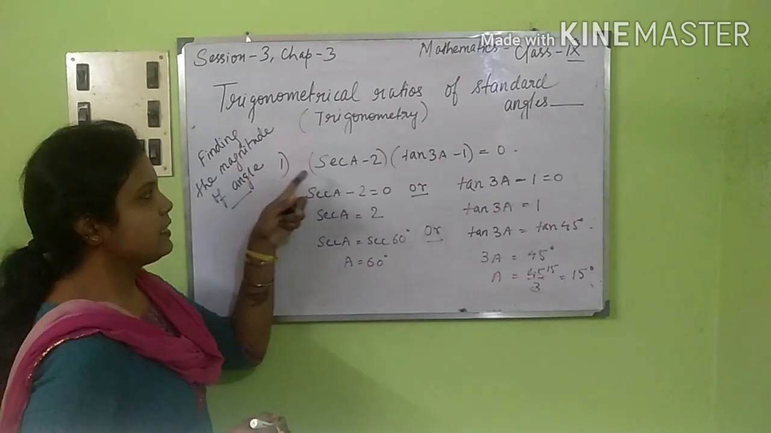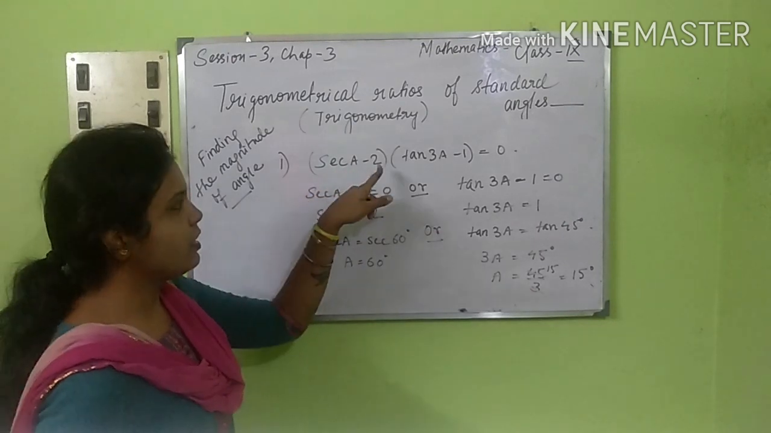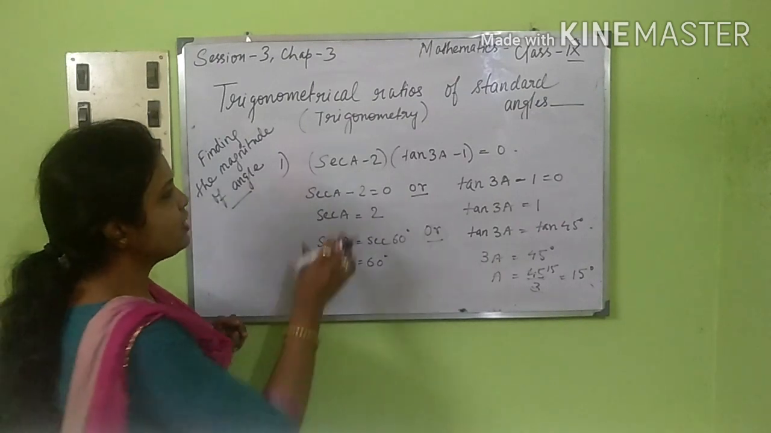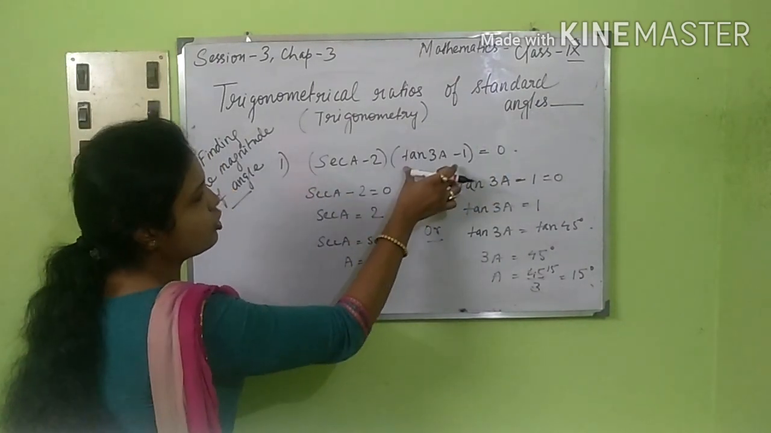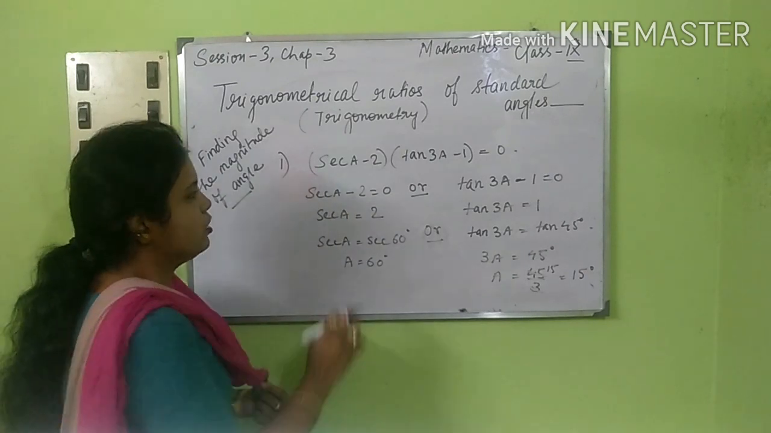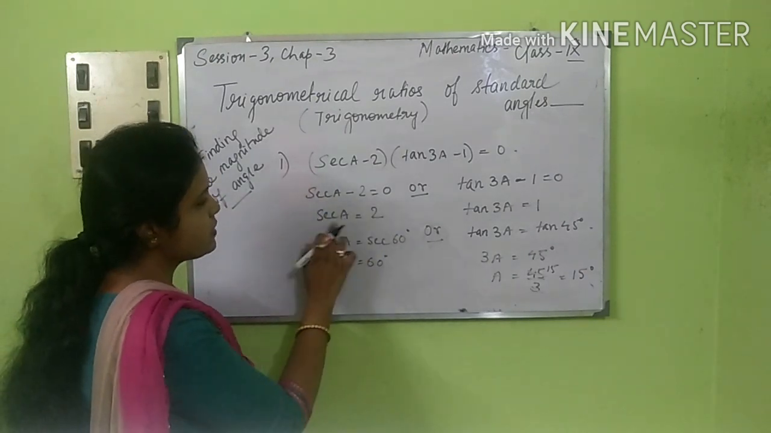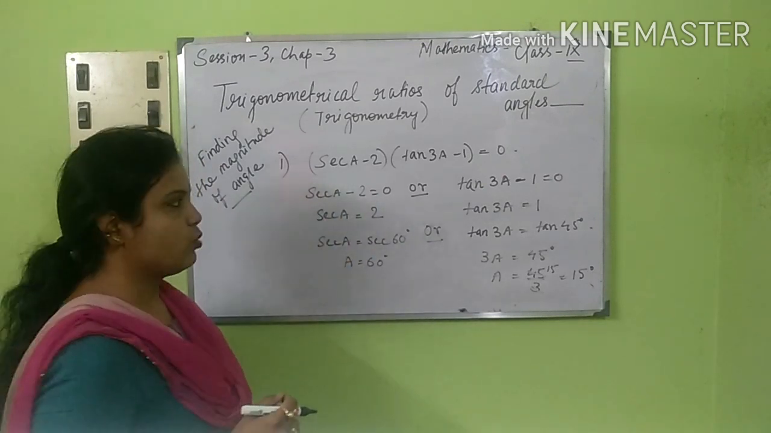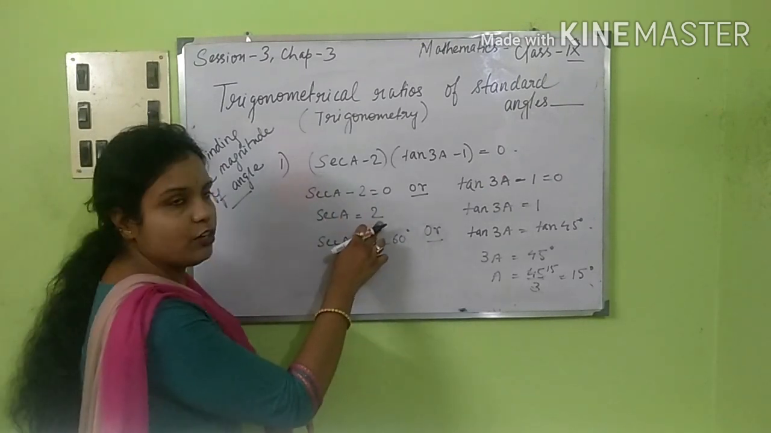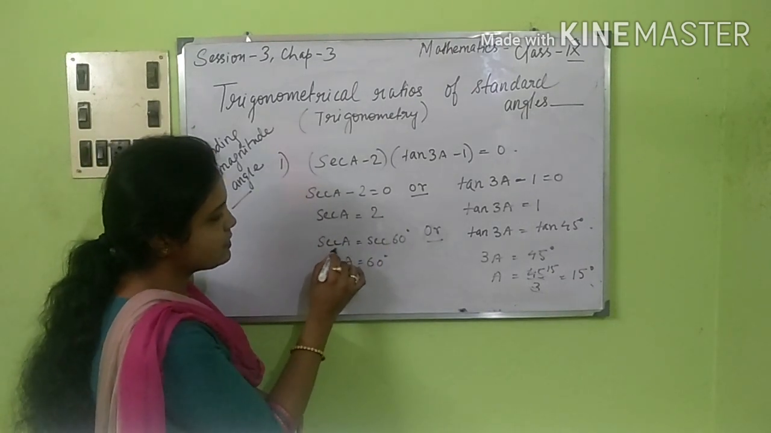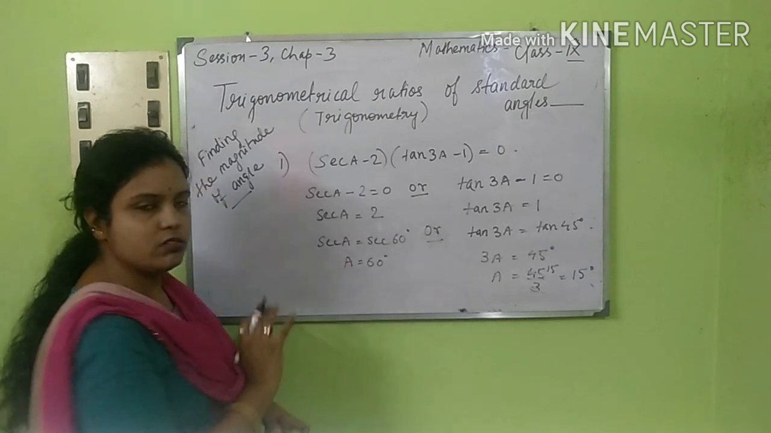Next example: sec a minus 2 within bracket, again tan 3a minus 1 equal to 0. So either we can take this equal to 0 or this within the bracket equal to 0. That's what I've written. So sec a minus 2 is equal to 0. Sec a equal to 2. I've brought it on the other side of the equal to. So for which value of sec do we have 2? It is sec 60. That's what I've written. Sec a is equal to sec 60. A is equal to 60 degree.